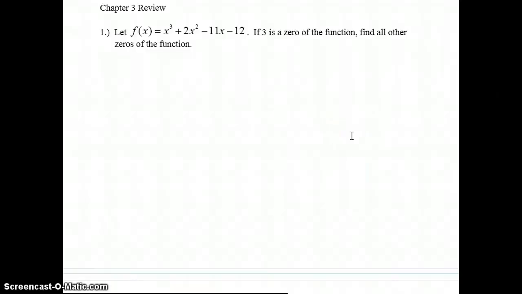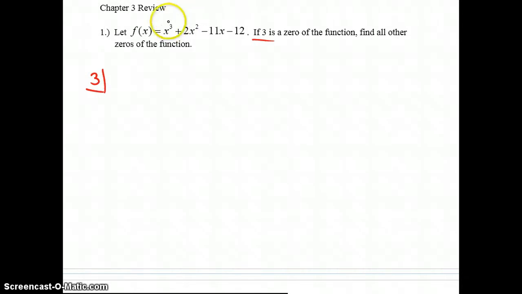So, here we are with chapter 3. This is page 1. We've got a function. This is a cubic function, and we've got to find all of the zeros. Well, I guess not all of the zeros because we have one of them already. Let's put in 3 as our zero into synthetic division.